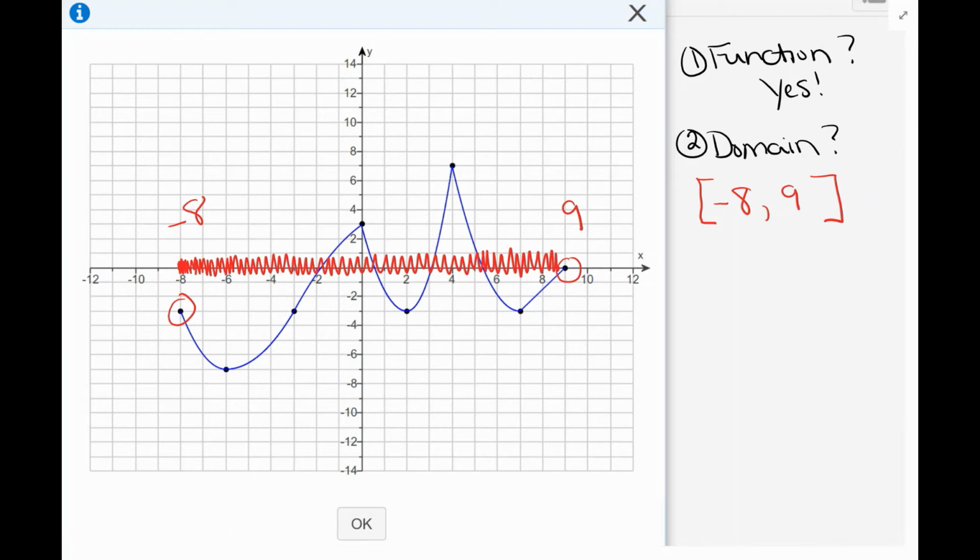Basically, domain is telling you how wide your graph is. If that squiggly line on the screen was a tape measure, this is how wide the graph will be. This is where it starts. This is where it ends.